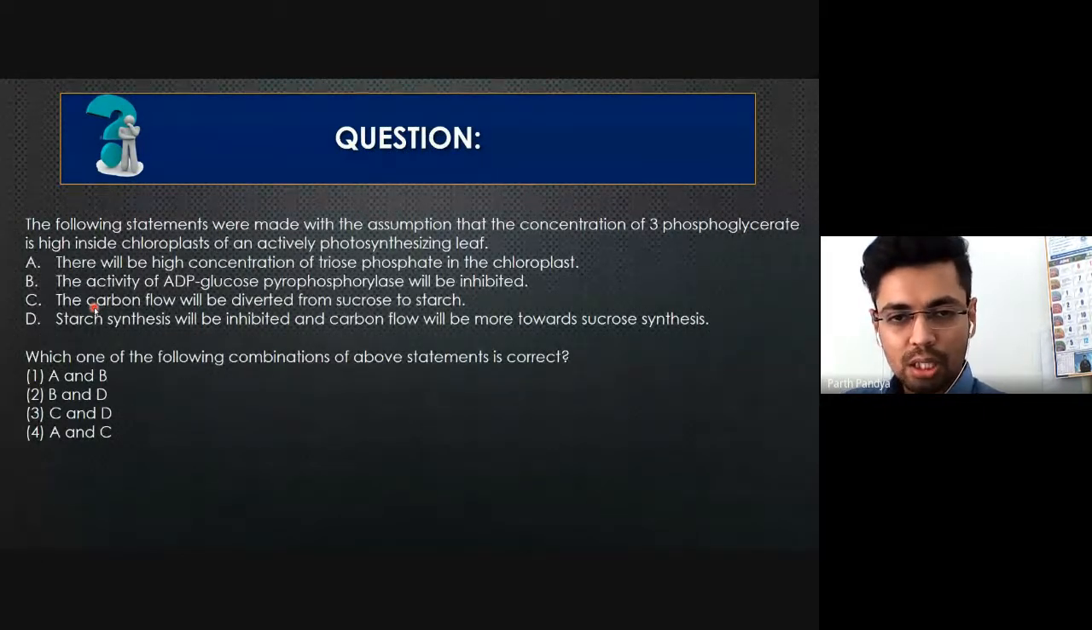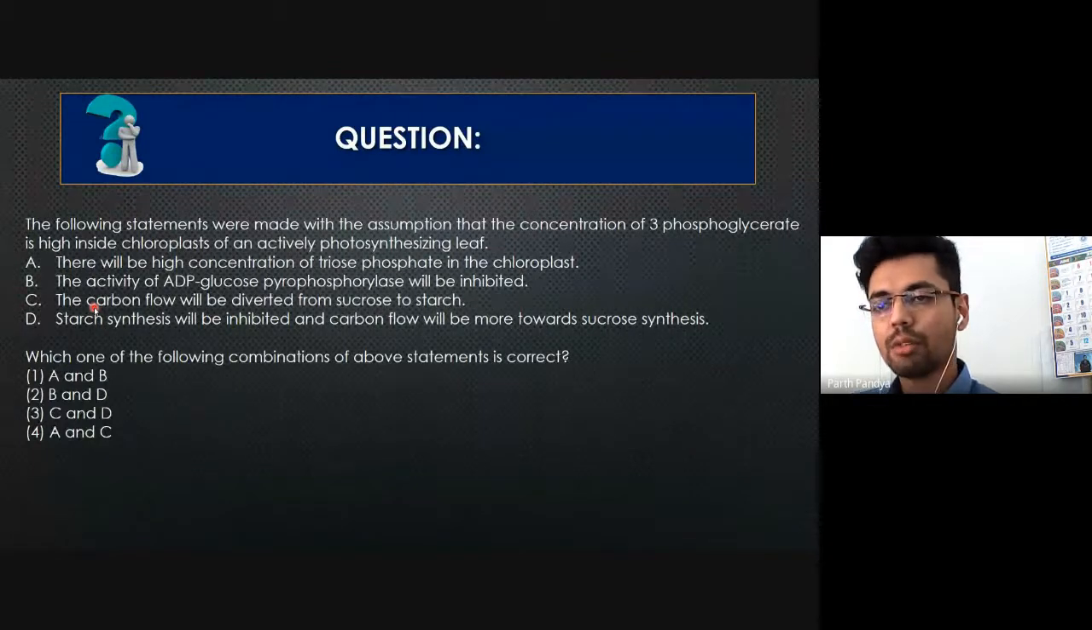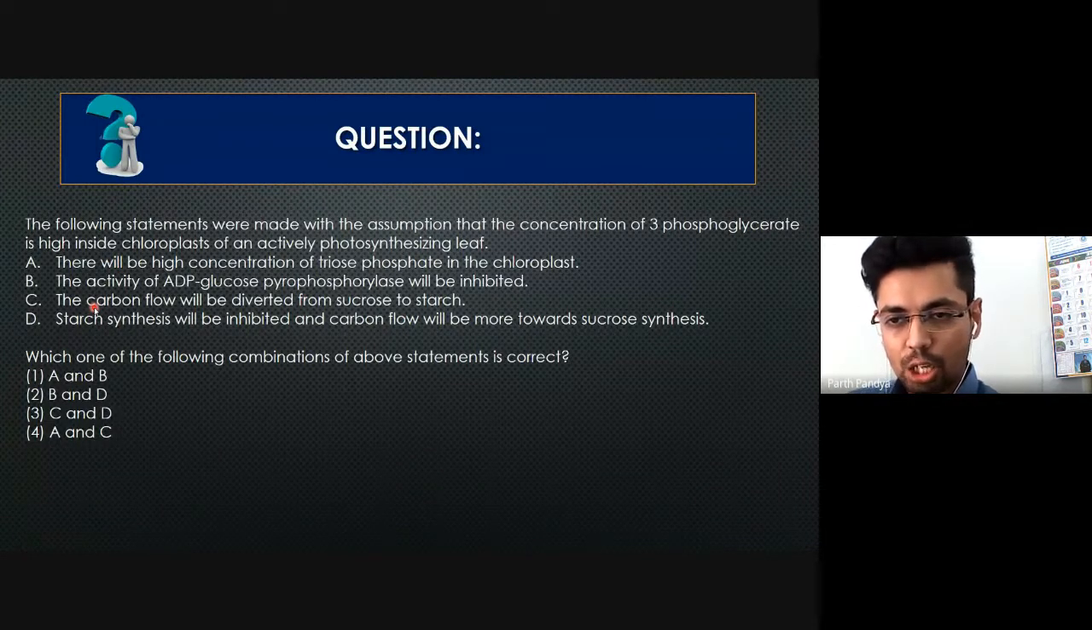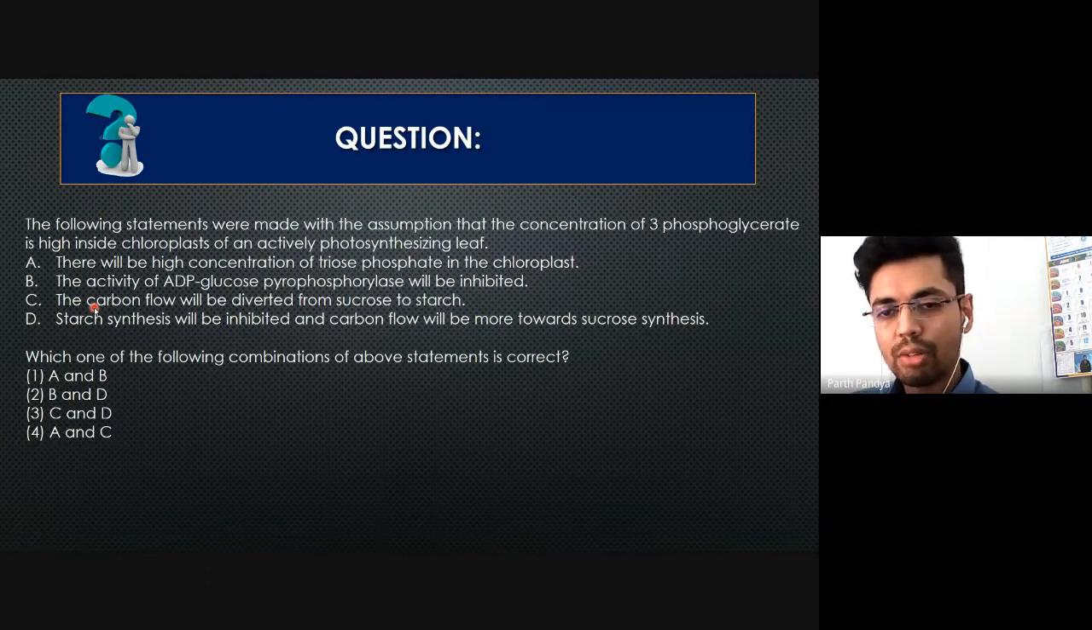Okay, coming to the second one: the following statements were made with the assumption that the concentration of 3-phosphoglycerate is high inside the chloroplast of an actively photosynthesizing leaf. There will be a high concentration of triose phosphate in the chloroplast. That is the first statement. The activity of ADP glucose phosphorylase will be inhibited. Third, the carbon flow will be diverted from sucrose to starch. Fourth, starch synthesis will be inhibited and carbon flow will be more towards sucrose synthesis.